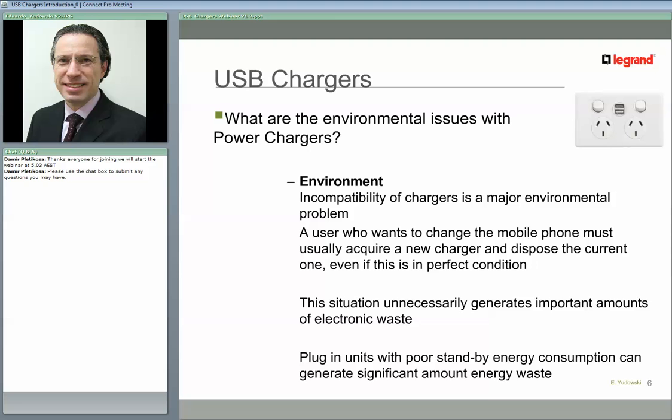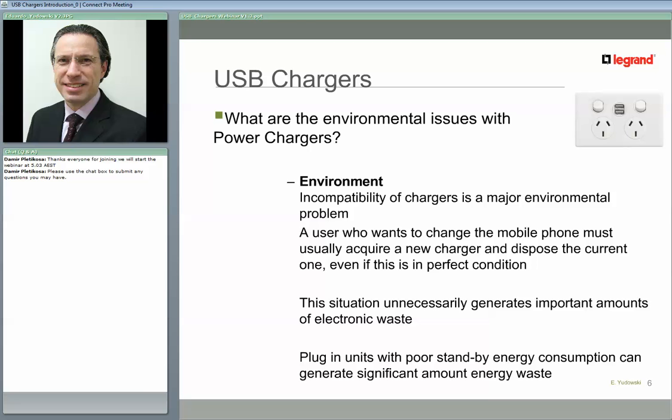What are the environmental issues? Well, that's also very important. Incompatibility of chargers is a major environmental problem. A user who wants to change the mobile phone must usually acquire a new charger and dispose of the current one, even if it is in perfect condition. Even at home, I have probably 3 or 4, even more, plug-in units that are all in perfect condition, but simply incompatible with the latest mobile phones.